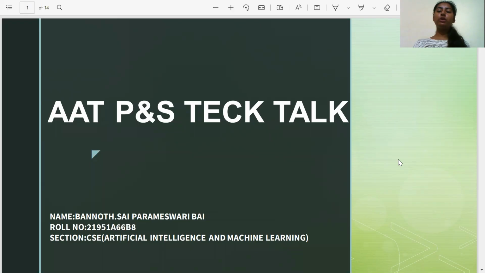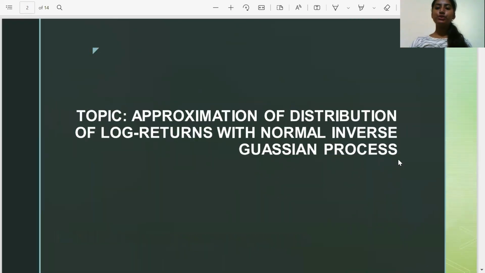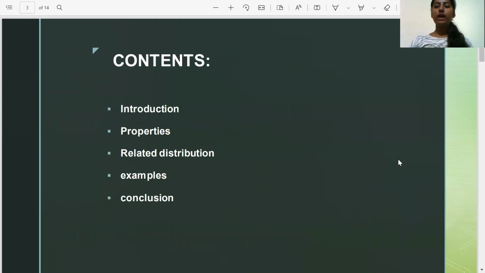Today we are going to discuss a topic about approximation of distribution of log returns with normal inverse Gaussian method. Here I gave the content that we are going to discuss in this topic: introduction, properties, related distribution, examples, conclusion.